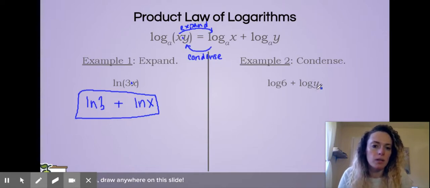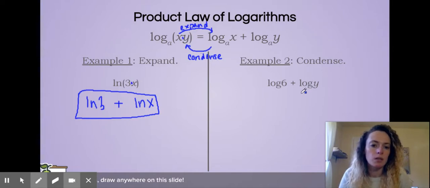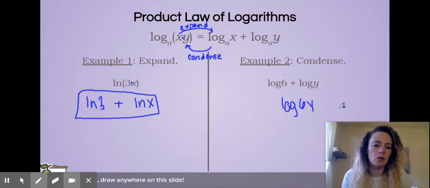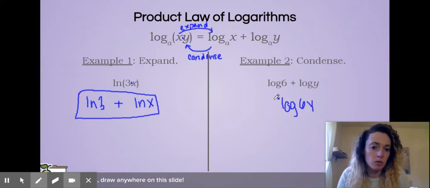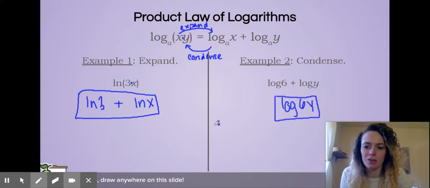Going the opposite way, condensing, we have two logs, common logs, that are being added together. As long as they have the same base, you can condense them together. So because these two logs are being added together, when I bring it to one single logarithm, I'll multiply the two values I was taking the log of. So 6 times y, or just 6y. And that's it for your product law of logarithms.